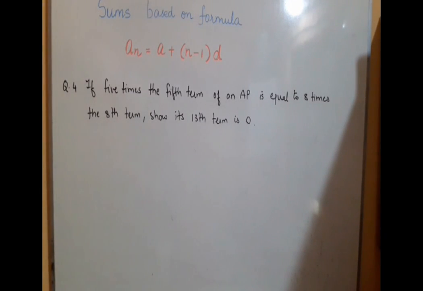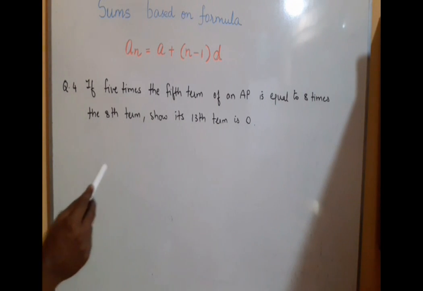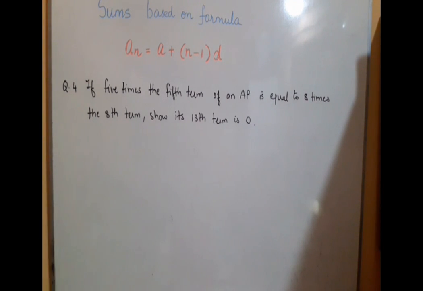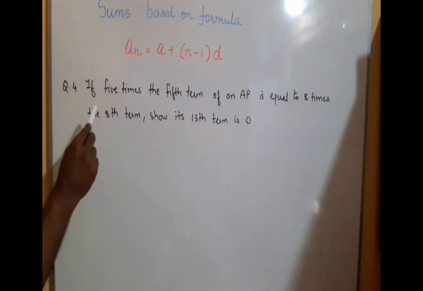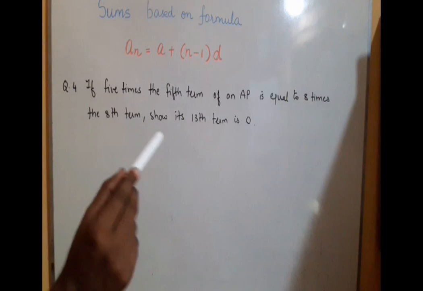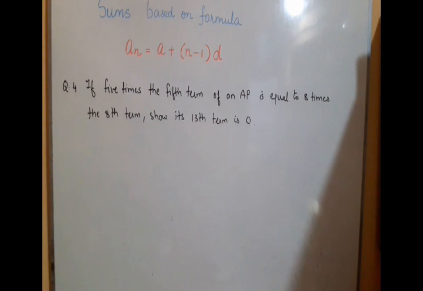In this example we have the data given. 5 times the 5th term of an AP is equal to 8 times the 8th term. We have to show its 13th term is 0. So as you can see in this sum, we are not asked to find any values or any terms, but we have to assume an arithmetic progression, and then the condition given is 5 times the 5th term is equal to 8 times the 8th term, and we have to show its 13th term is 0.